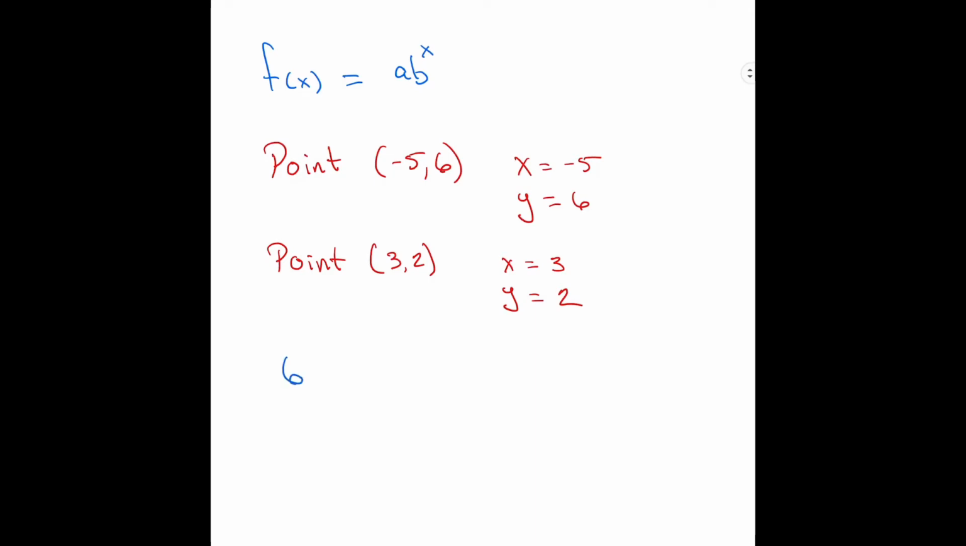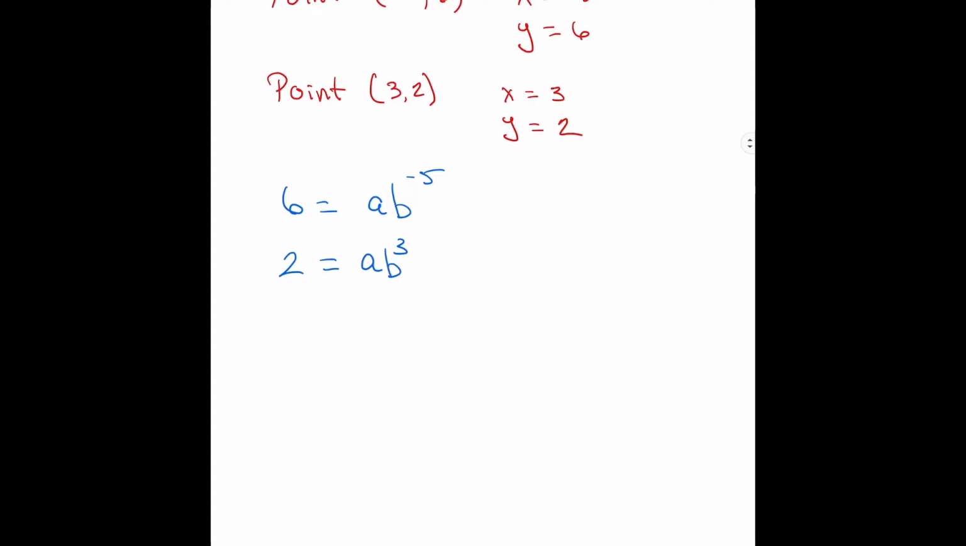So I have 6 = ab^(-5). I get that from looking here: y, which is the same as f(x), equals 6, and x is equal to -5. That's what I did. Then I also have 2 = ab^3. Once again, 2, which is y, equals ab^x, where x is 3.